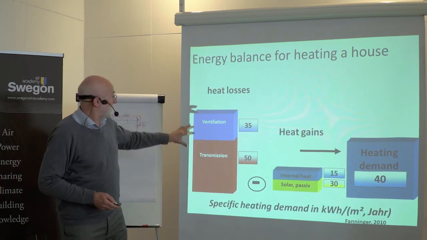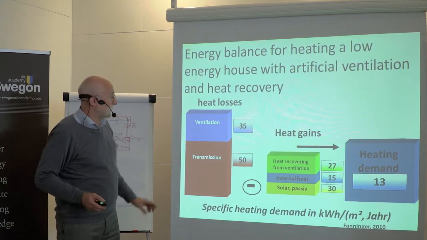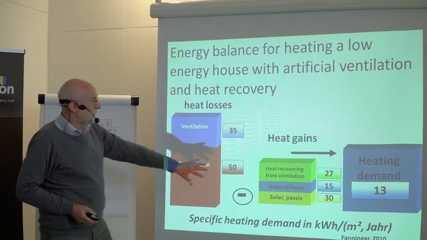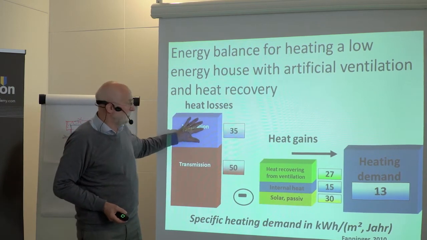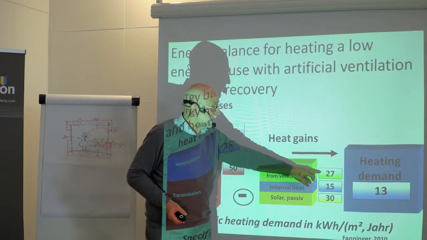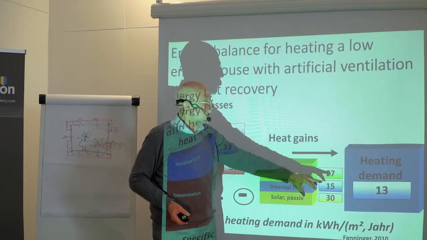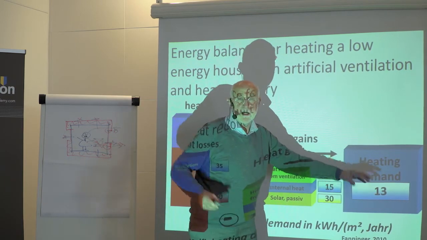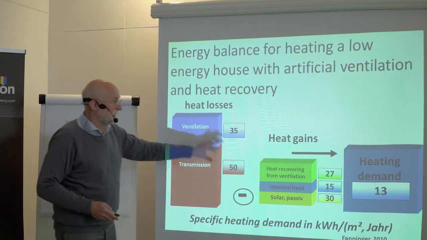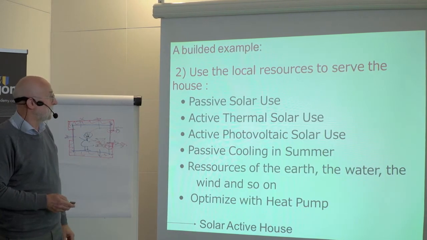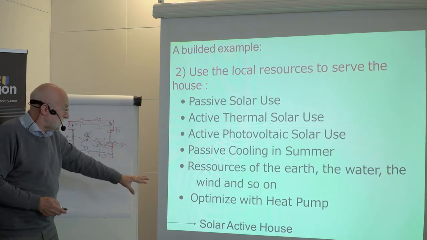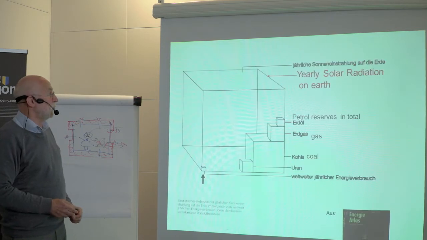If we take recovery for the ventilation, we have heat recovery from the ventilation, and from the 35 kilowatt hours, we regain 27 kilowatt hours, and we have a passive house. And therefore, in respect to heating, we really have come down for the heating demand. So it's this additional solar use.